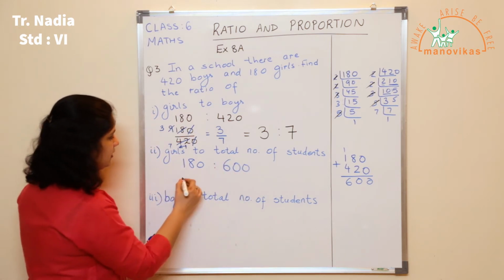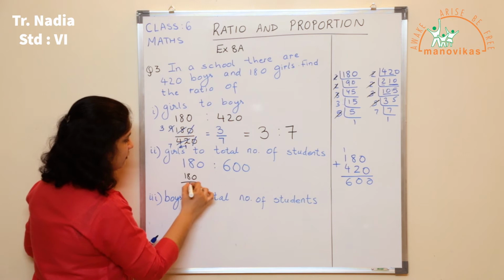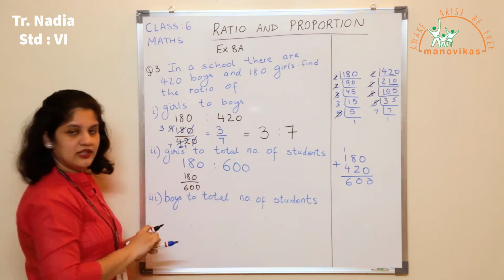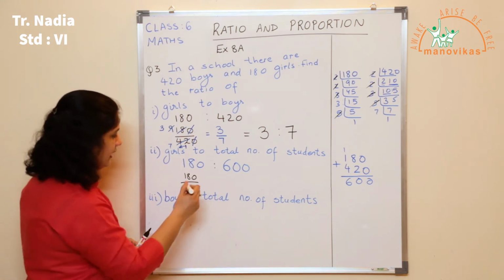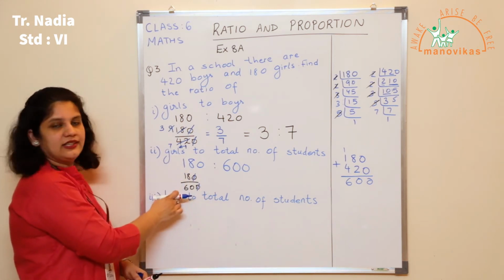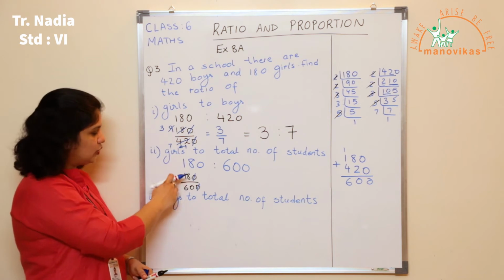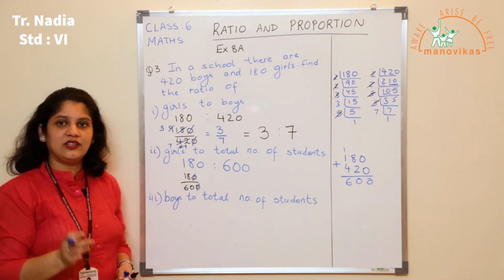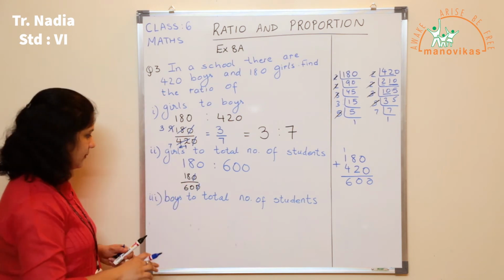Again, reduce it. You can put it in the fraction form and reduce. Now here see children, here too there are zeros in the end. So I can cut this 0, and then further reduce 18 and 60. Okay, you can use the 2 times table and go on reducing till you get it to the lowest term.